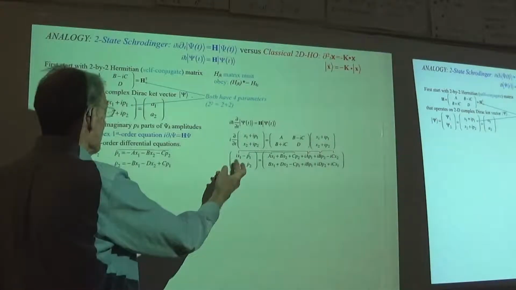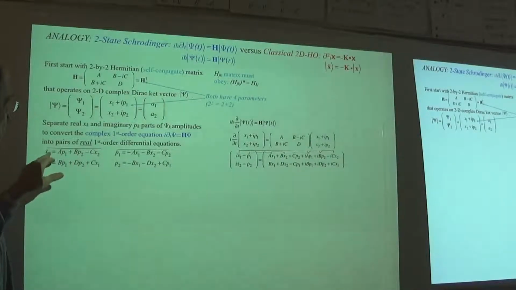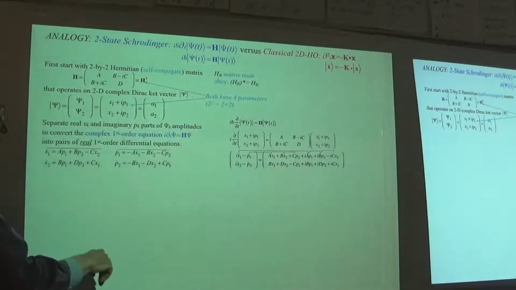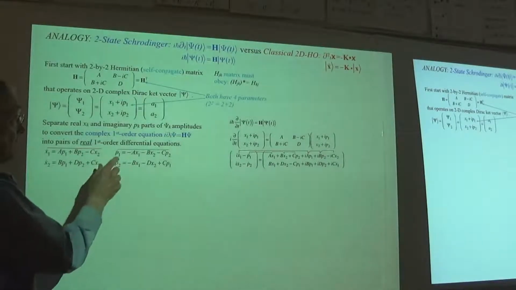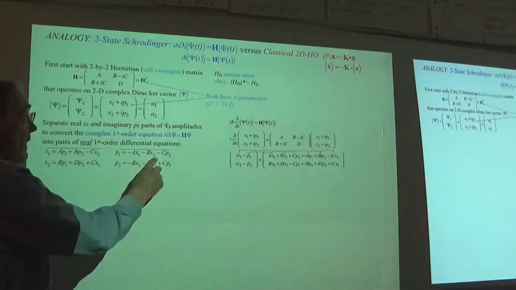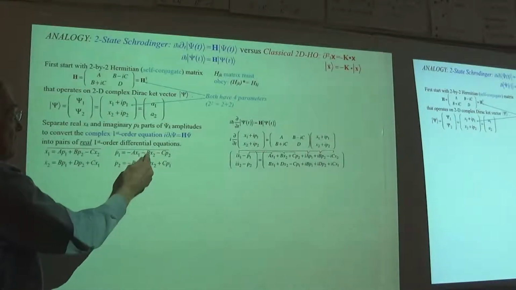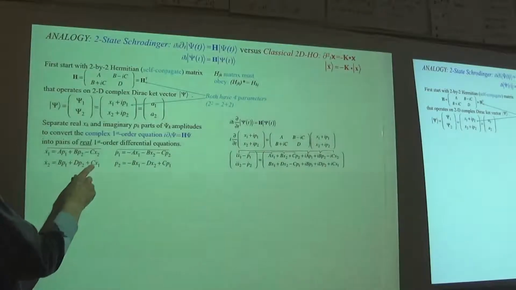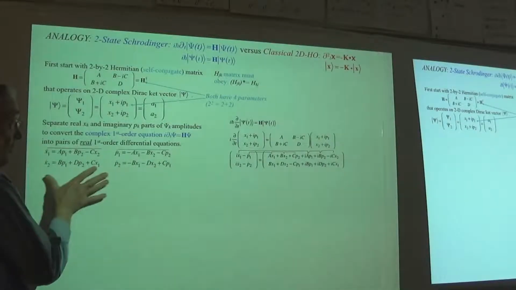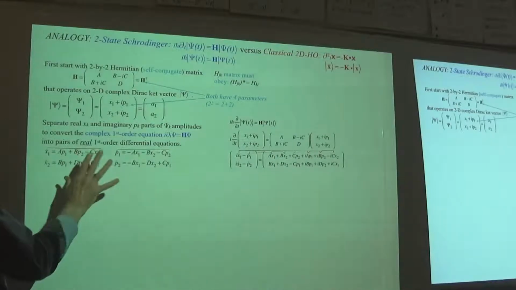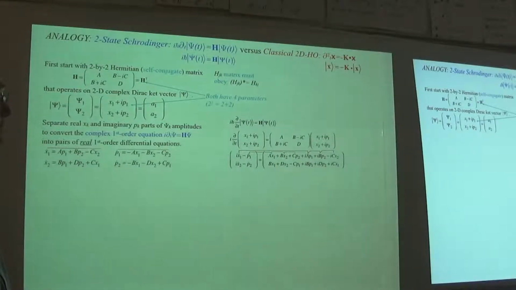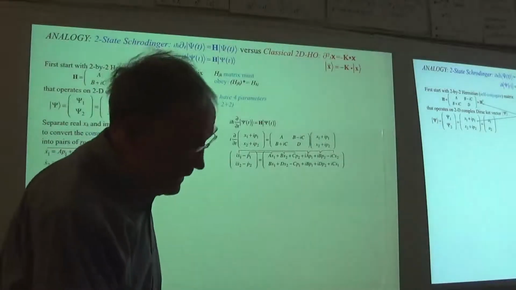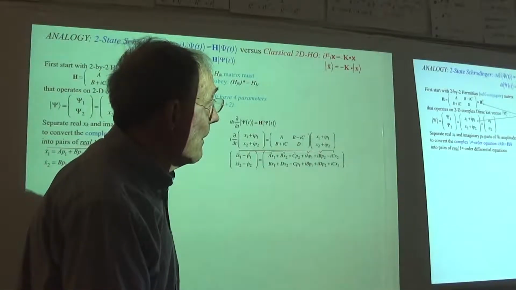This is the first real equation, x1 dot is equal to a, b, and c with various momentum and position. And then p1 dot is the same idea. It's got some minus signs here, and it's a, b, and c, just like this one. But then the second component has b, d, and c in both of these spots. So there are the ordinary differential equations that quantum mechanics, 2 states, is going to have. Okay, so far so good.